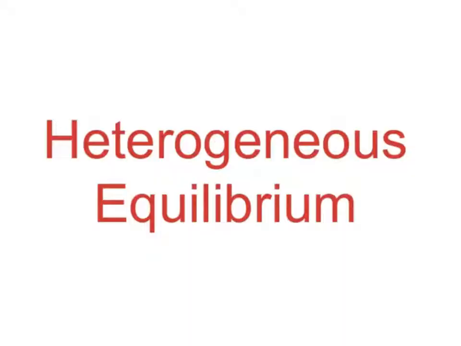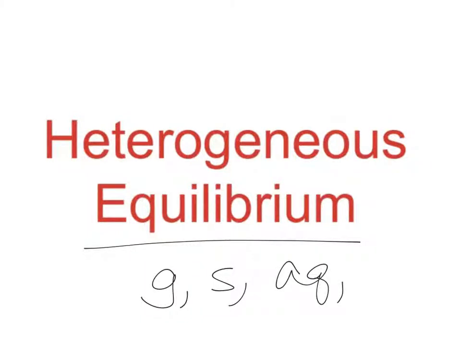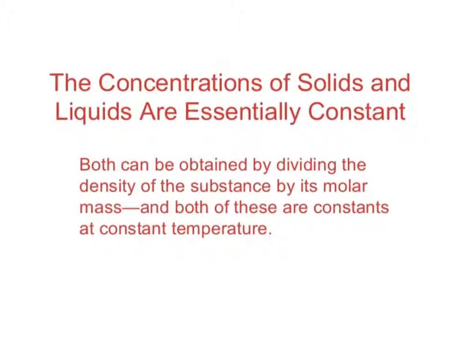So moving on. We're now going to talk about heterogeneous equilibrium. What does that mean? That means when you have equilibrium and you have things in different states. Gases, solids, aqueous solutions, a mixture of different states of substances. And what I want you to write down in your notes is that the concentrations of pure solids and pure liquids are constant, meaning they do not change. So write that down. There's a blank. The concentrations of solids and liquids are constant. Both can be obtained by dividing the density of the substance by its molar mass, but they don't change. If the temperature is the same, the concentration of a solid is the same, no matter how much of it you have.